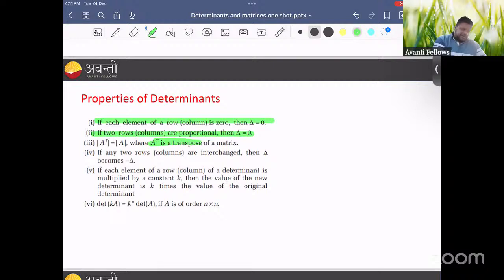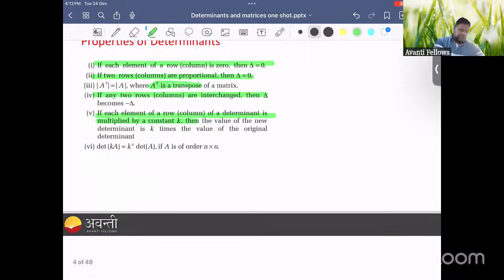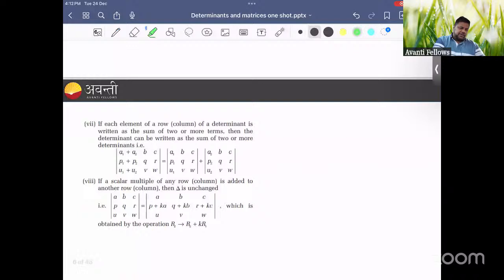Now, if we interchange any two rows in a determinant, its value changes in sign only. So if you reshuffle any two rows, then its value will change in sign only. Positive will get negative, negative will get positive. Now, if the elements of any row of a determinant are multiplied by a constant k, the value of the determinant gets multiplied by that same constant. Fair enough? So very small properties you are already aware of.